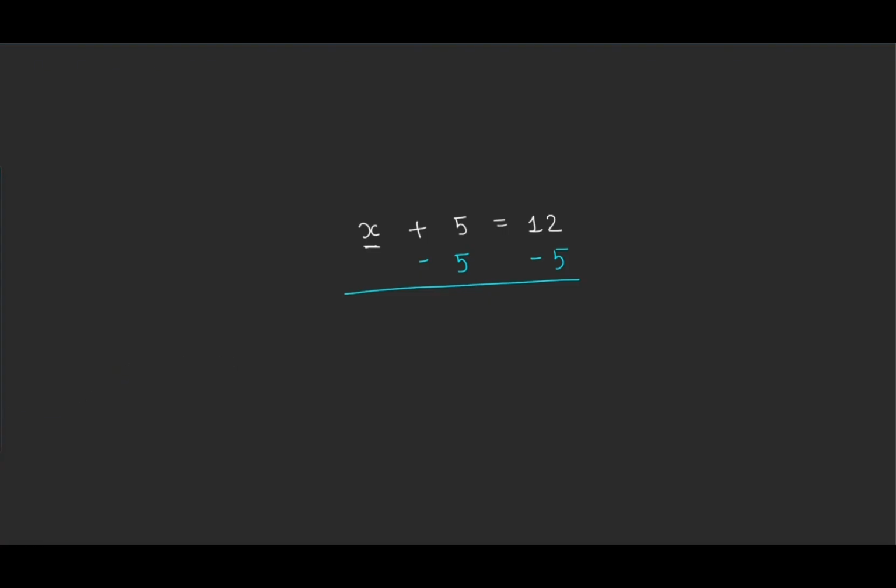On the left side, plus 5 and minus 5 cancel each other. So we are left with x. And on the right side, 12 minus 5 is 7. That leaves us with x equals 7. Let's check. 7 plus 5 equals 12. That is correct. Therefore, x equals 7.